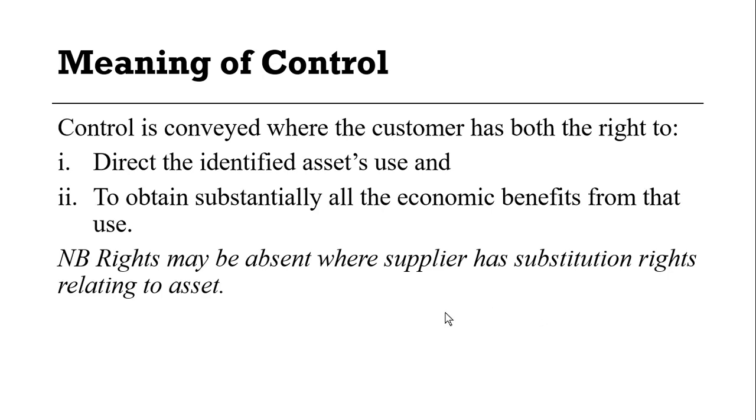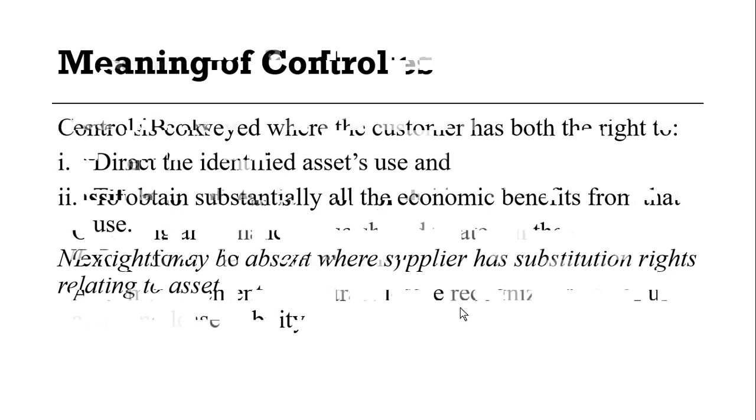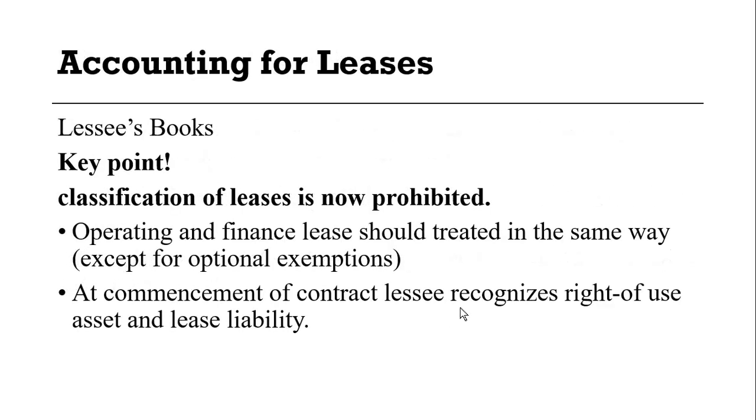Now, control or rights might be absent where the supplier has what we call substitutional rights relating to an asset. If the supplier, for instance, of a leased asset can withdraw the asset at will at any time and replace it with a different one, then we can argue that control has not passed on from the lessor to the lessee. All right, now let us not forget the key point.